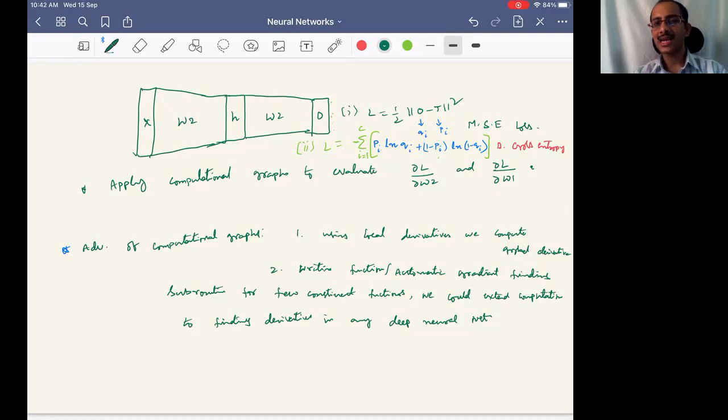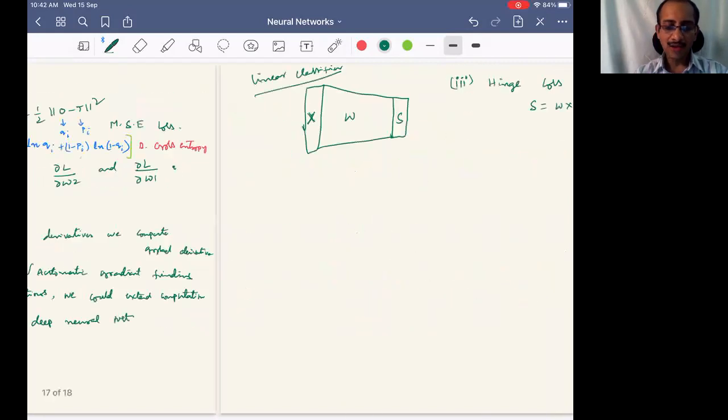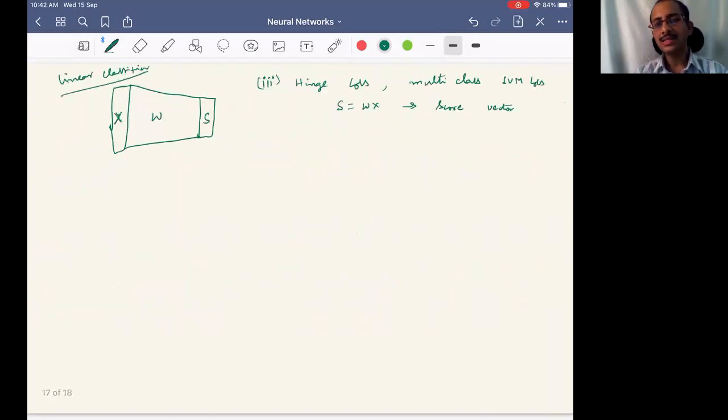Okay, that's KL divergence loss or cross entropy loss. Then we can use this kind of loss function. Or if you would like to use, say, when we have different outputs, what can happen is this hinge loss or multi-class SVM loss. What it essentially says is, it tries to put the score of the correct class higher than the score of the other classes.